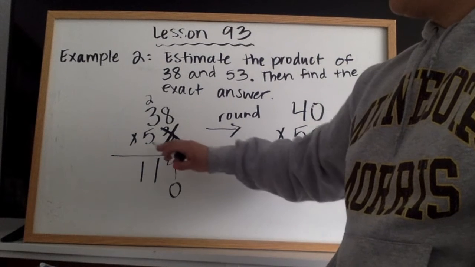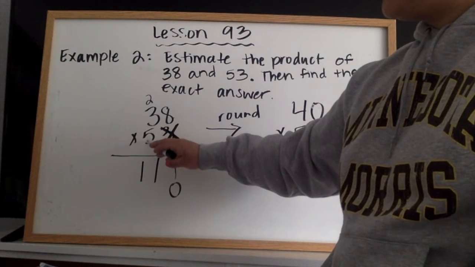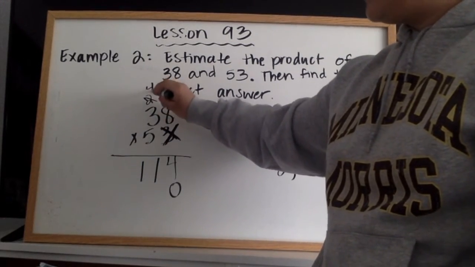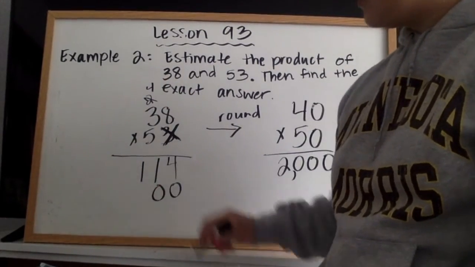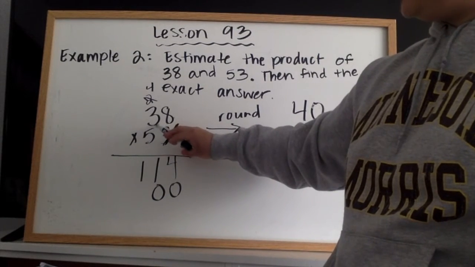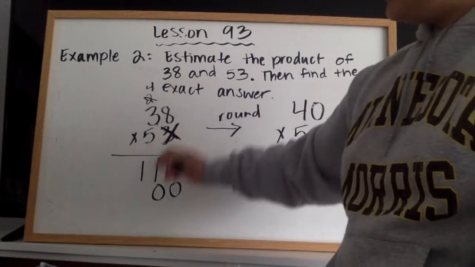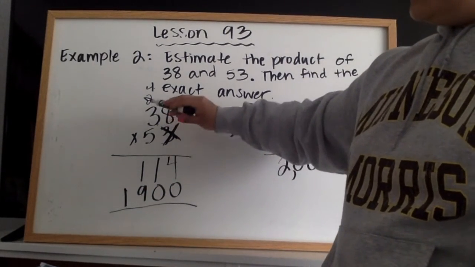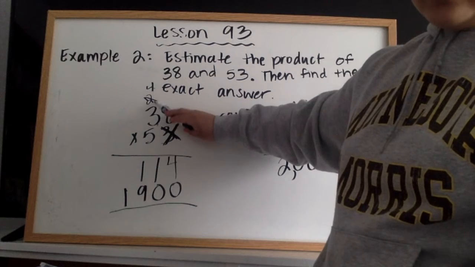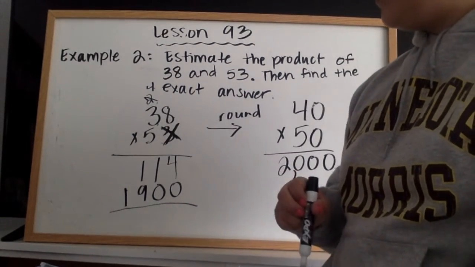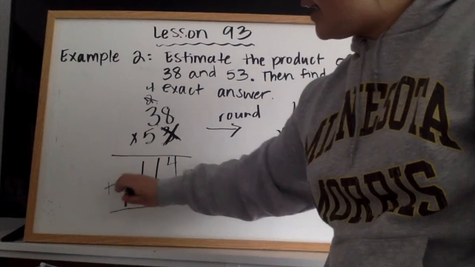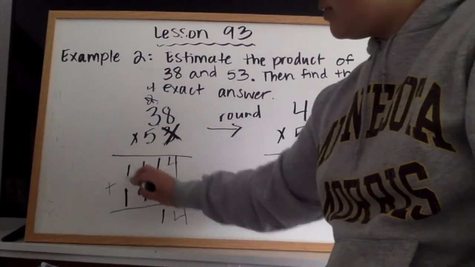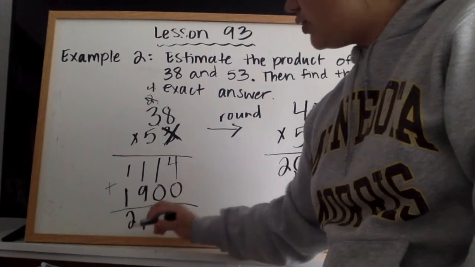So I'm going to go back through. I'm going to start with the ones place. 5 times 8 is 40. Carry the 4. 5 times 3 is 15, plus 4 is 19. You need to be careful that you're crossing off that previous number that you had carried. Okay. Now we can add these 2 up. And I got 2,014.